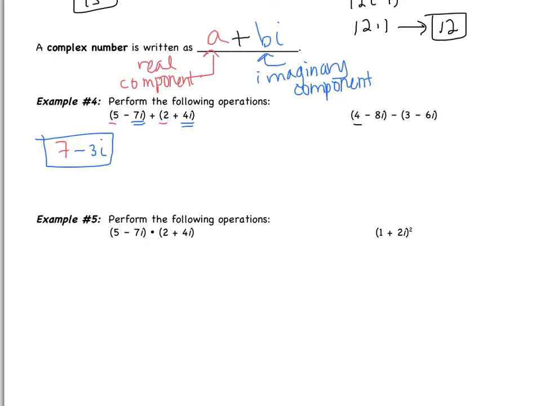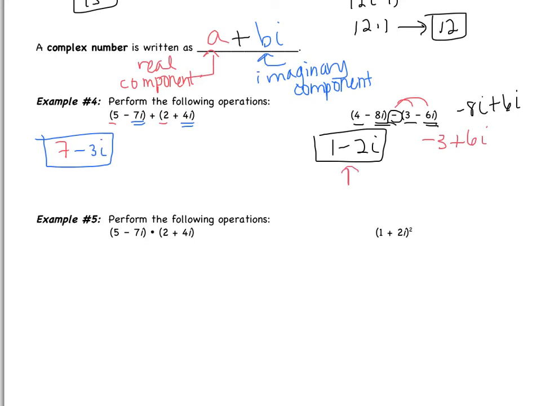Okay, let's see how we did. We have 4 subtract 3, which is 1. And then we have negative 8i subtract negative 6i. So really that's negative 8i add 6i, which is negative 2i. So you should have had 1 subtract 2i. If you can't do that in your head, you should have distributed the negative, so it became negative 3 add 6i. So this is our final answer though, 1 subtract 2i. Again, if you have any questions, please make sure you bring them to class. We have 2 more examples and then we are finished.